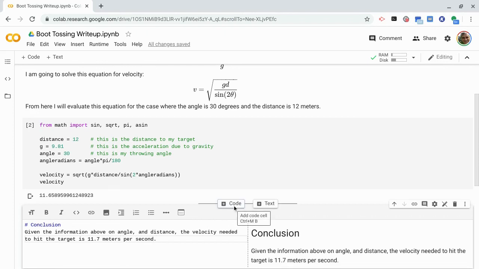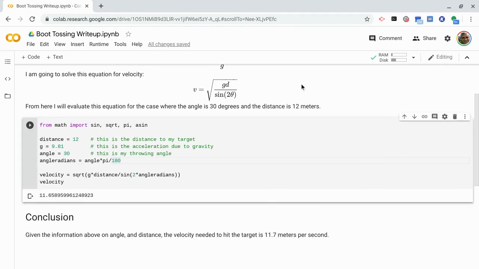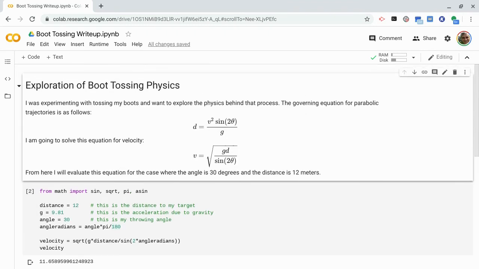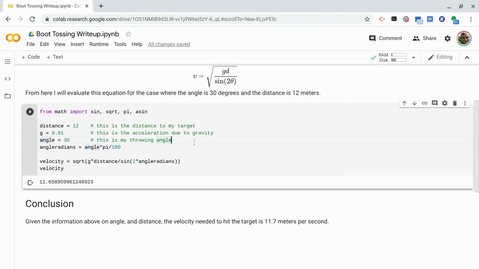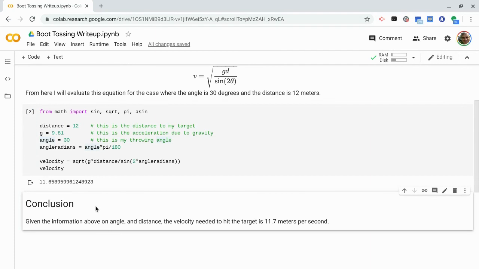Okay. And if I click outside that block, I now have basically a document that describes what I'm doing. It includes the nicely formatted math. It has a code block that literally does the calculation in that mathematics and produces an answer. And then finally, I have a concluding block in text where I take the calculation result and write about it. Given the information above on angle and so forth, the velocity needed to hit the target is 11.7 meters per second. So that, in a nutshell, is how you do a very simple document in Google Colab.